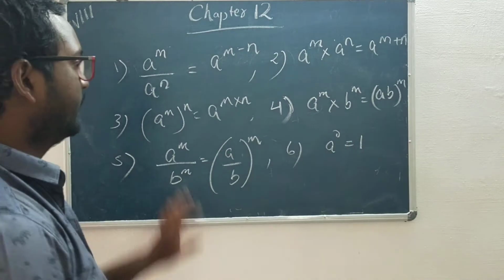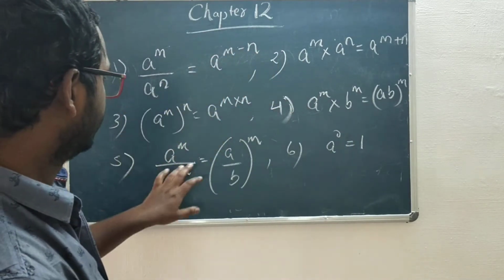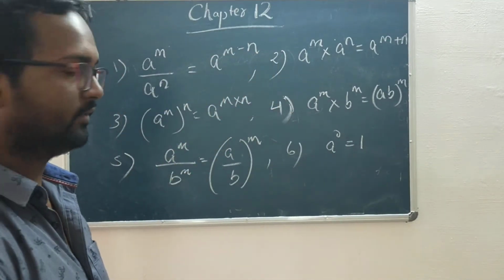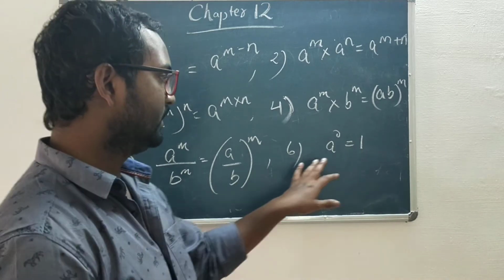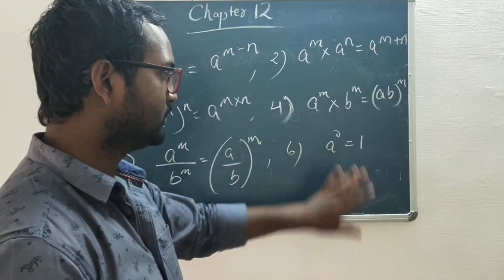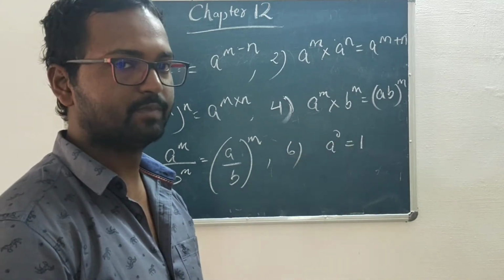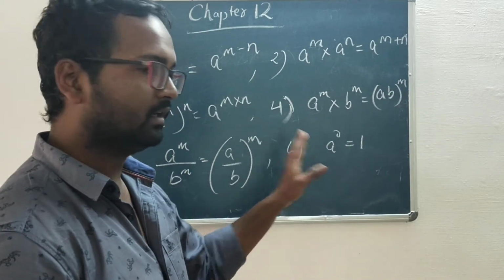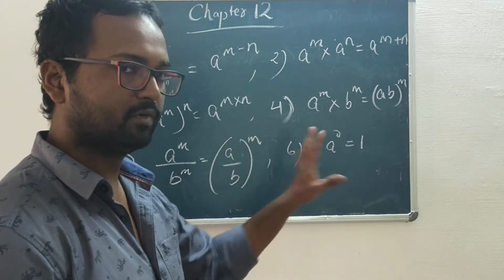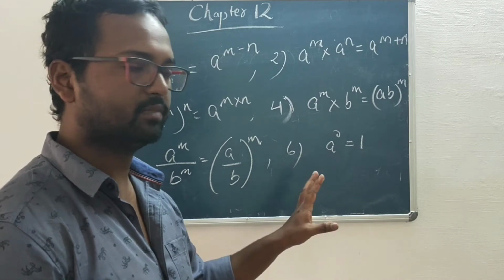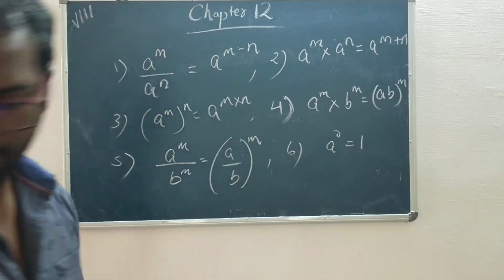Okay students, see here a, b and all, these are variables. Variables can have any numbers. So here let's start with the sixth one. A power 0 is 1, which means any number, 1 power 0 or 2 power 0 or 3 power 0, you take any number, it's going to be 1.